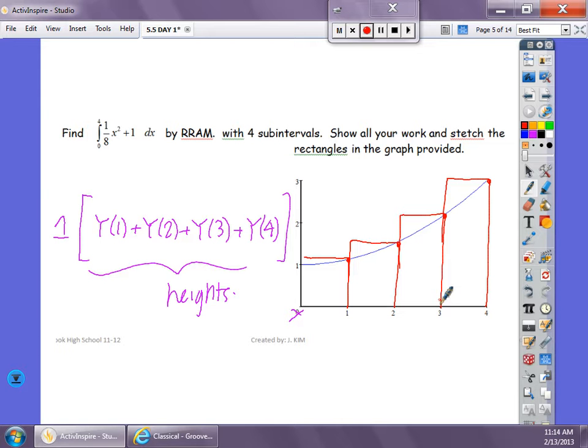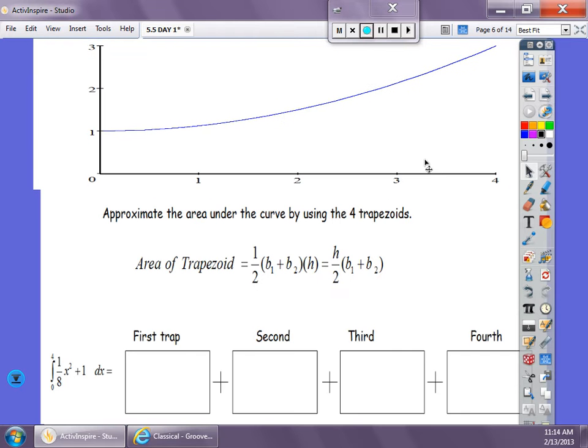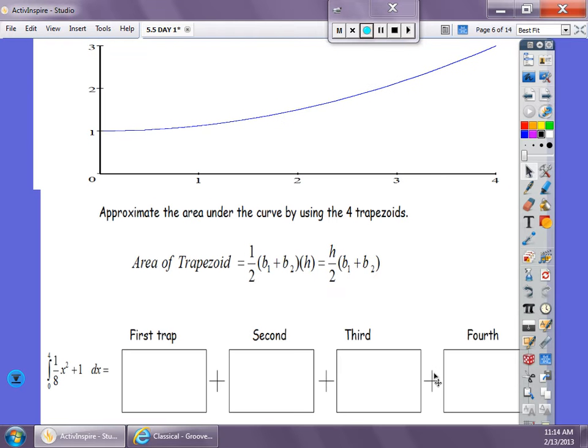So now we're going to do a trapezoidal. Trapezoidal is a little bit different because we're going to build trapezoids. So there's my graph. I want to go through the area of a trapezoid and make sure you understand that formula. So the formula is given 2 different ways.